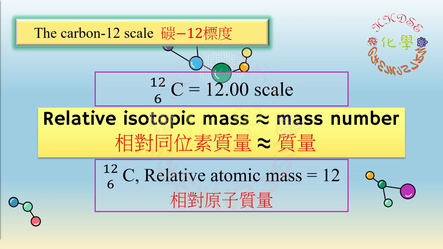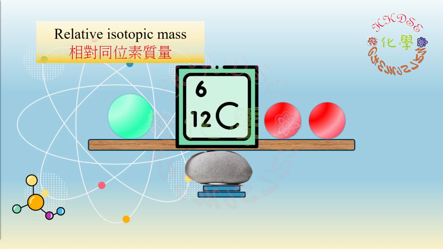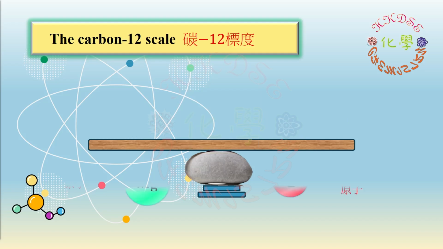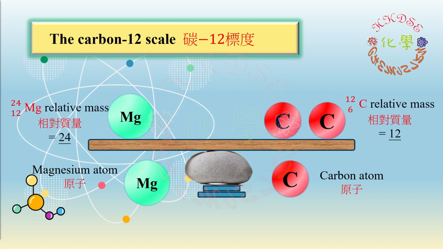Relative isotopic mass is a unit of measurement that is based on a comparison to something, or in relation to something else. That something else is a neutral unbound carbon-12 atom. According to the carbon-12 scale, a magnesium atom has the same mass as 2 carbon-12 atoms. Its relative mass is, thus 12 times 2, is equal to 24.